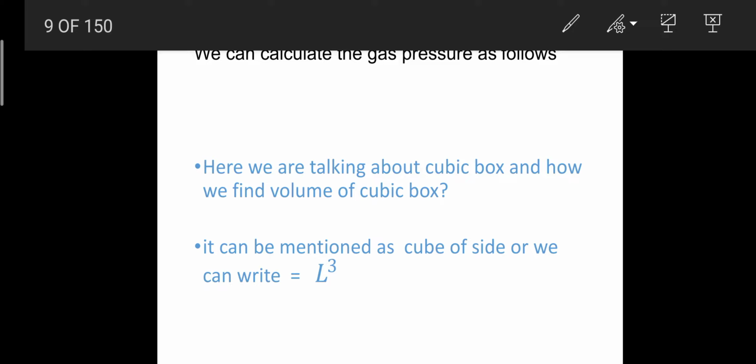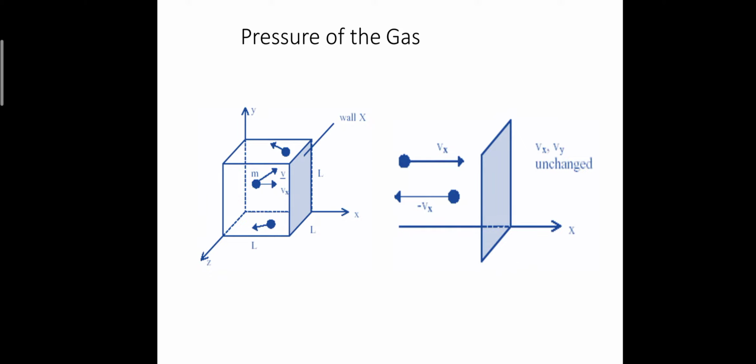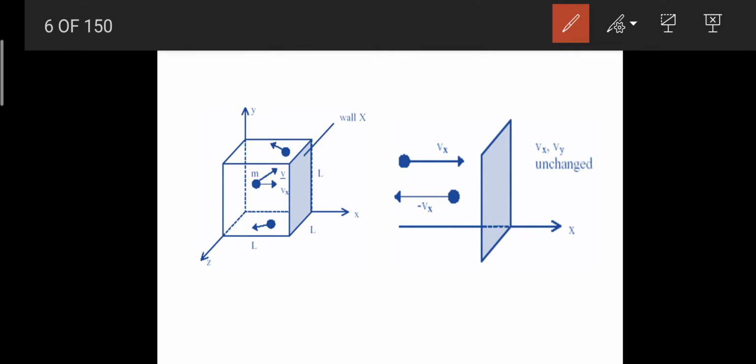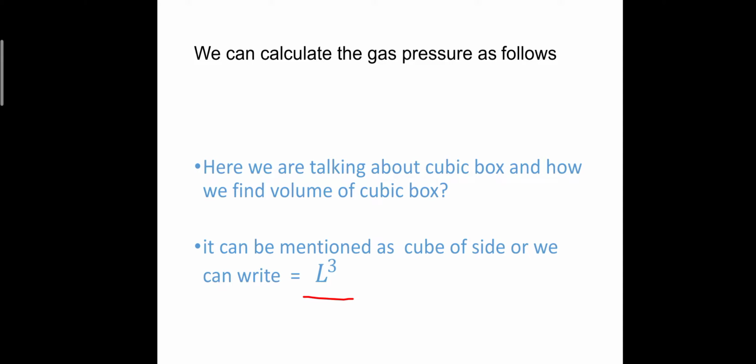So here we are talking about a cubic box, and how do we find the volume of that cubic box? It can be written as the cube of the side, or we can write L cube. Why have we mentioned capital L here? Because in this diagram we have mentioned the side of the cube as capital L, and that's why we are writing capital L cube. So this is the cube of the side.